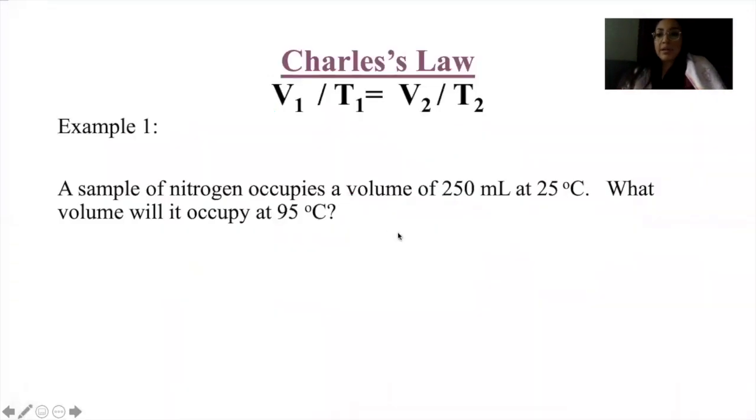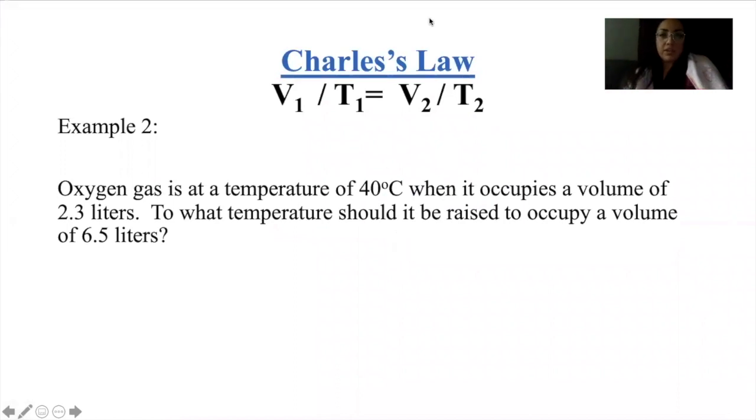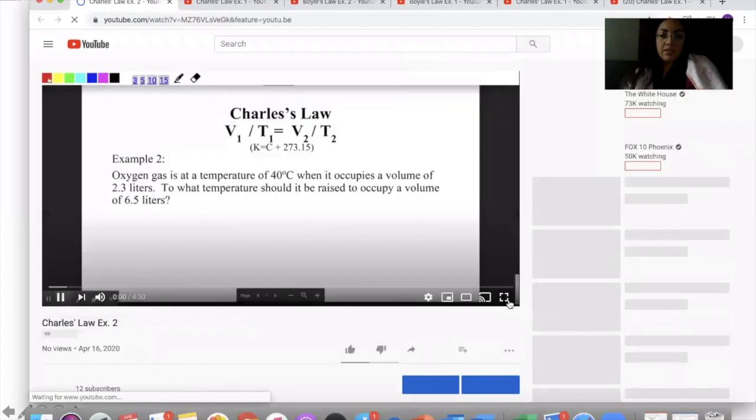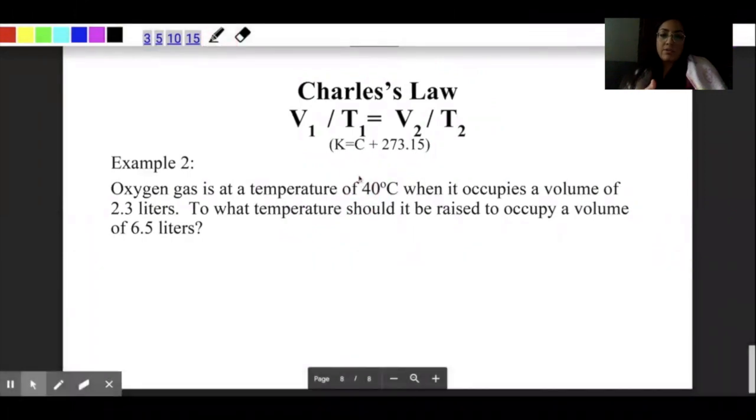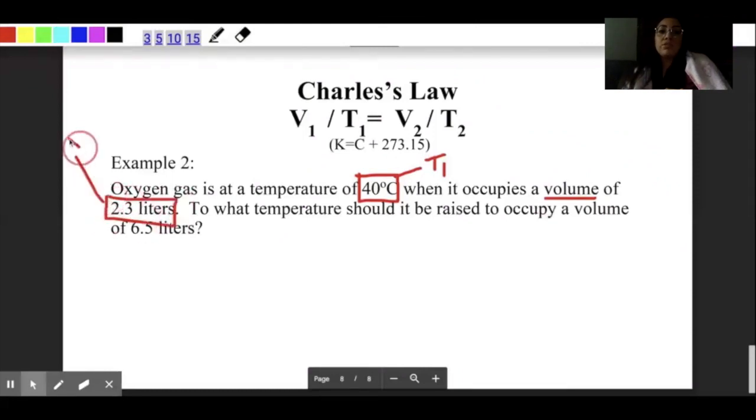And one more example problem before I set you guys free. This is also Charles' law. And this one says that oxygen gas is at a temperature of 40 degrees Celsius. So we're going to have to do a little converting because we don't want anything in degrees Celsius for temperature. That's our T1. When it occupies a volume of 2.3 liters, use your context clues. It tells you it's a volume, so you know it's a volume. So V1 also says liters, so you know it's a volume.